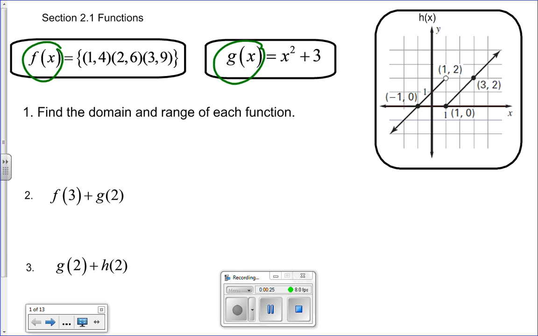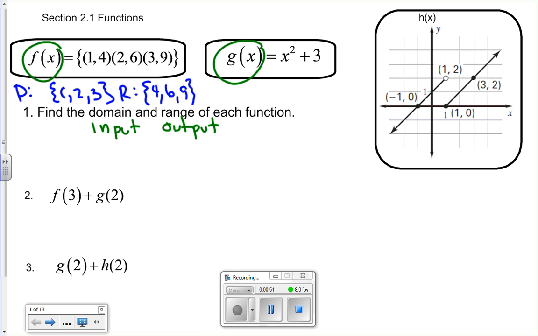Number one, so let's find the domain and range. The domain is nothing more than the input values, and the range are the output values. When you find the domain for f, we'll write the domain as the set of numbers 1, 2, and 3. The range is going to be the set of numbers 4, 6, and 9. Looking at g, we would recognize that there are no square roots, there are no fractions, and so this domain is going to be all real numbers, as is the range for this particular function.